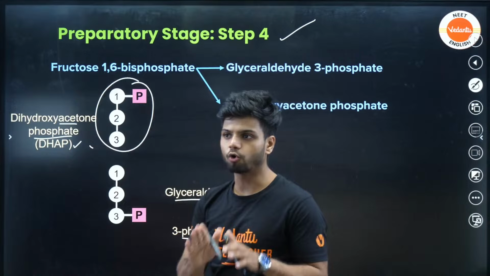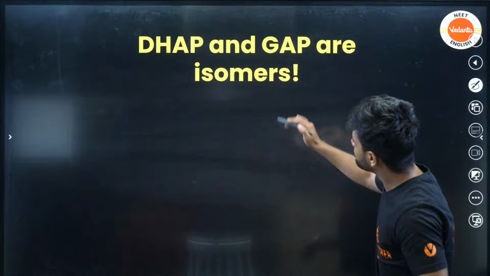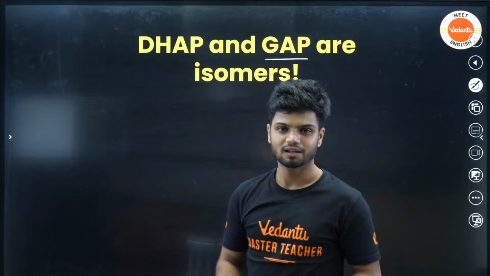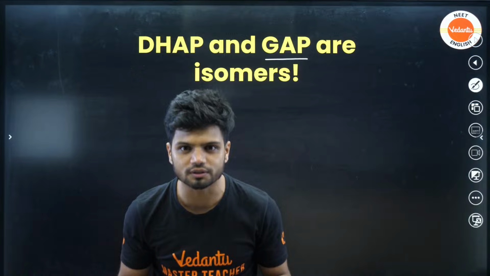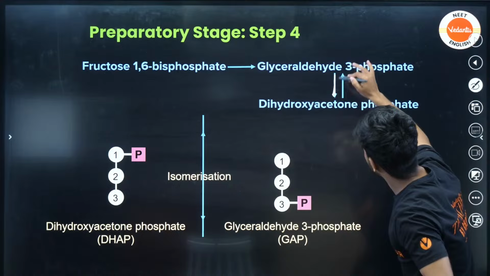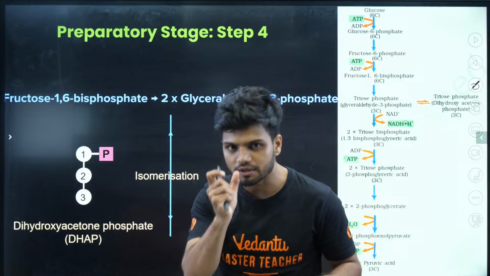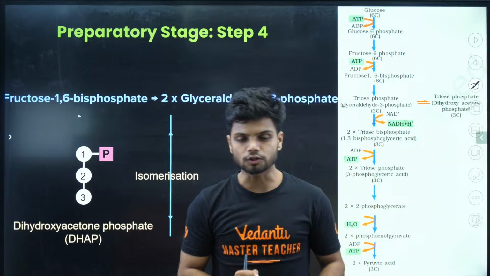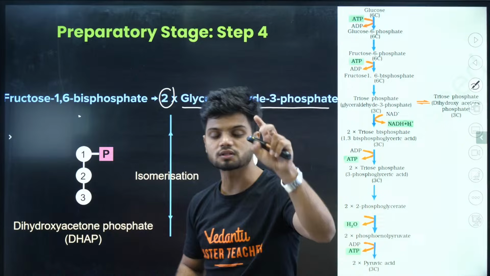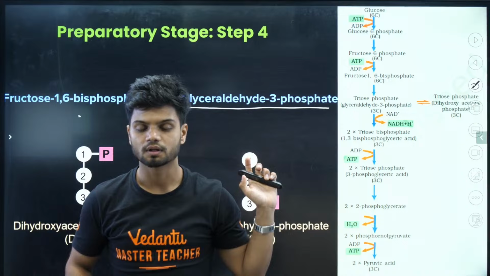The next point here is both your DHAP as well as your GAP or PGAL, they are isomers. If they are isomers, students, can they interchange among them? Yes, sir, they can interchange. So can I write interchanging among them? Yes. So in total, from here onwards, fructose 1,6-bisphosphate gets converted to, the DHAP gets isomerized to your GAP. DHAP gets isomerized to GAP from here onwards.